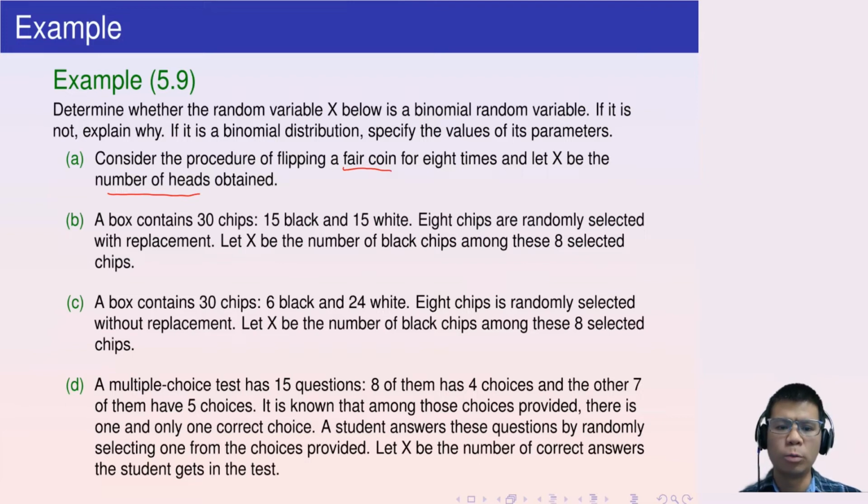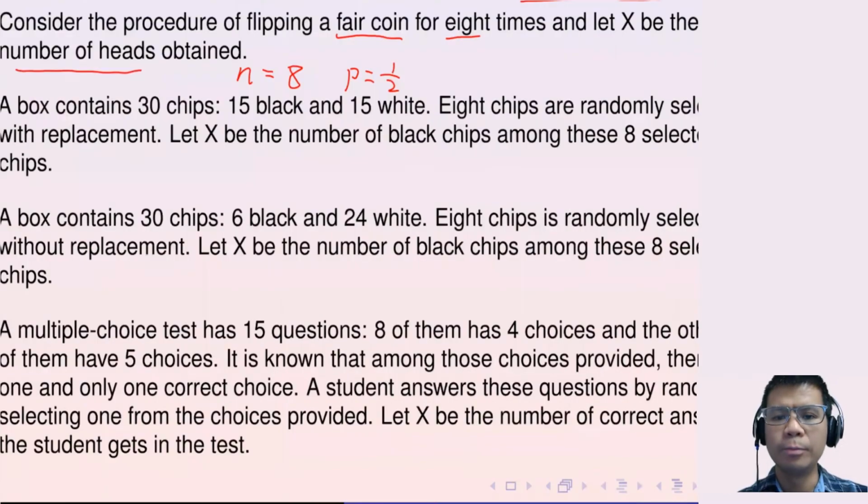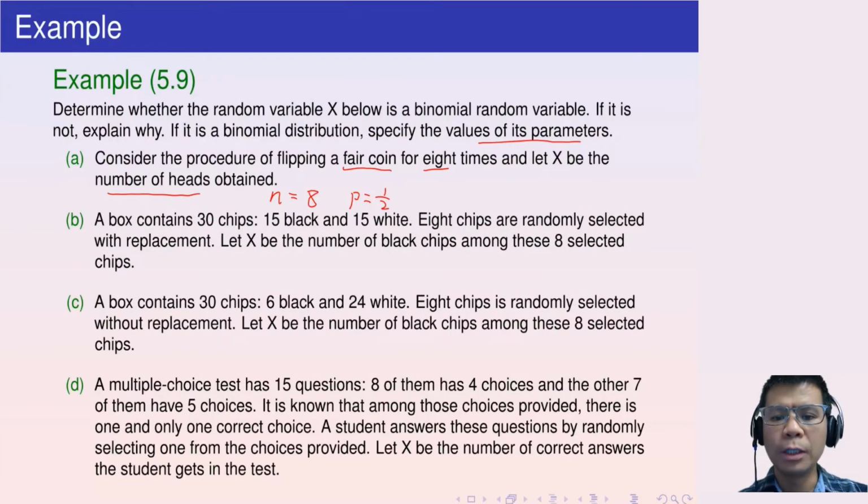The values of the parameters here: n equals what? We flip a coin 8 times, so n is 8. That's the total number of Bernoulli trials. And P is what? It's a fair coin, so the probability of getting a head is 1/2. So X has a binomial distribution with parameters 8 and 1/2.